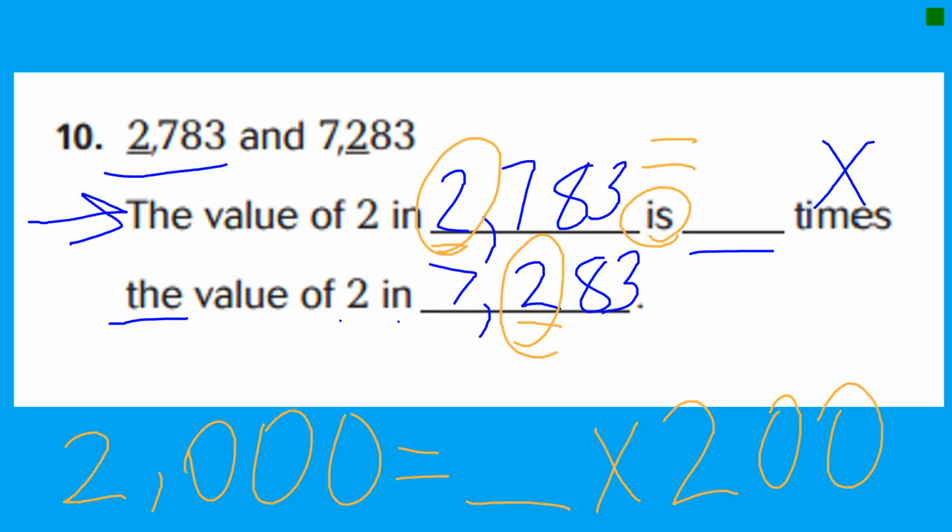Okay? So how many times bigger is 2,000 than 200? How many sets of 200 do I need to make 2,000?